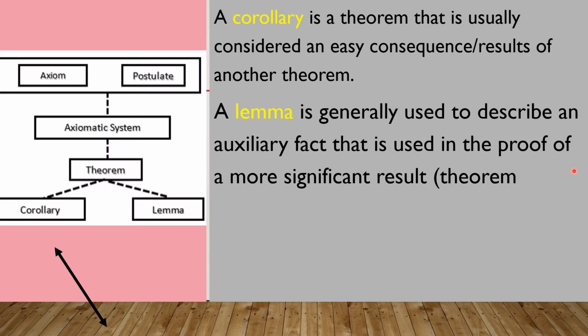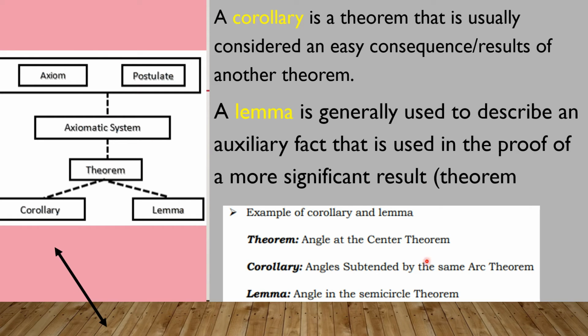And here is our concept map that we showed a while ago. For example, we have a theorem, the angle at the center theorem. Then the corollary, angle subtended by the same arc. If we have an angle here at the center, the angles must be in the same arc. Then ang ating lemma, angle in the same circle theorem. It must not be just a semicircle. Angle here is a semicircle, angle here is a semicircle.